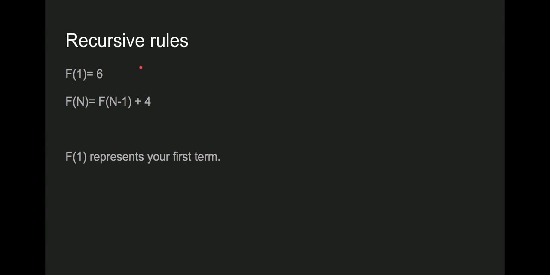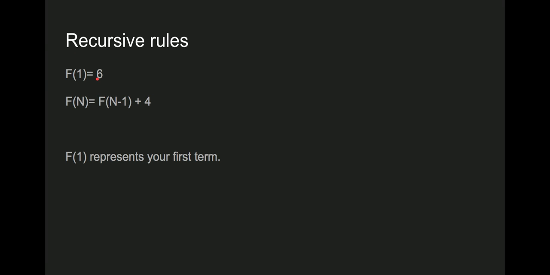With a recursive rule, I'm starting at 6, but then I'm continually adding 4. So my first term would be 6, and then I'm going to add 4. So my second term would be 10, and then I'm going to add 4. And then my third term would be 14. My fourth term would be 18. My fifth term would be 22 because I started at 6, but this rule here is just I'm adding 4 each time. So this is saying I'm taking the previous term and continually adding 4, and this right here was my starting point.